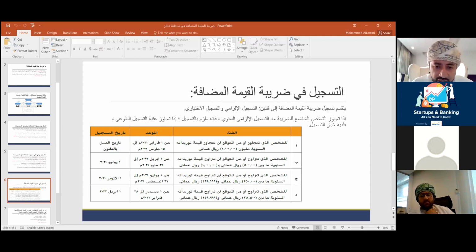Now there is another category: a person whose expected supplies range from 500,000 to a million. It's the same registration, but they are given time until 1st of July. So they have this period of time and they should register. And the third category, from 250,000 to almost 499,000, has been exempted for now, but they should register by 1st of October.